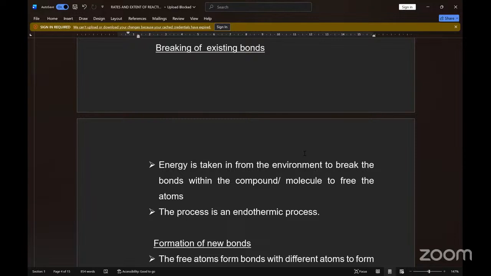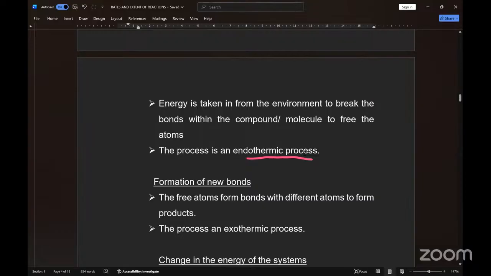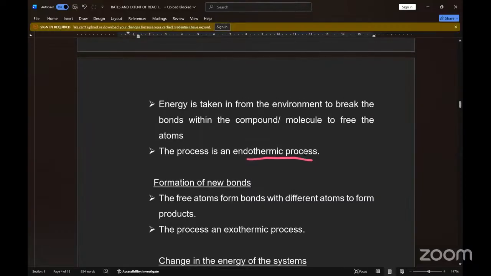So this is a process, just a step. So we call it an endothermic process. Now, after the atoms, ions are free, they have to combine with others to form the product. And in the process of combining to form the product, energy has to be released. And therefore, we see it is an exothermic process.